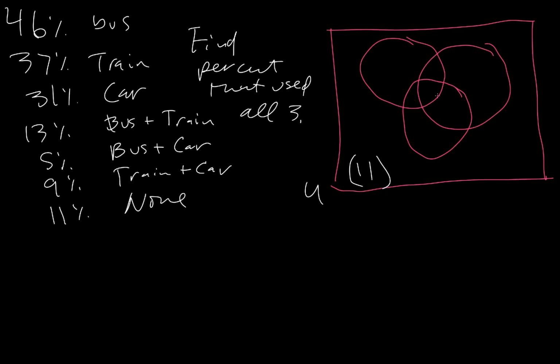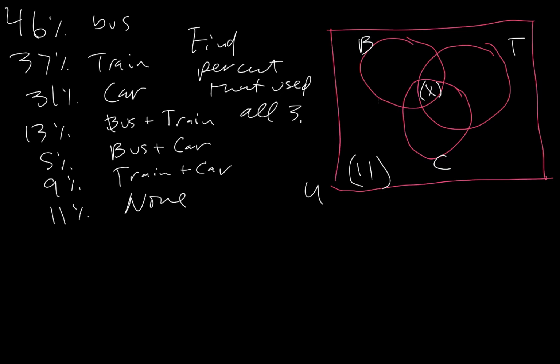Now we want to start from the inside, which we don't know. That's what we ultimately want to know. And so that innermost, where all 3 of them cross, that's unknown. Now, I should mark these. So this is bus, this is train, this is car.